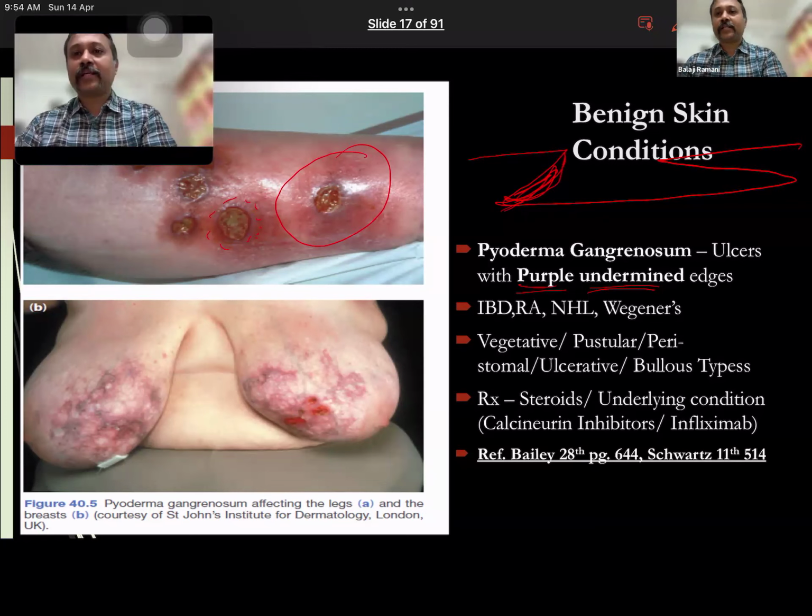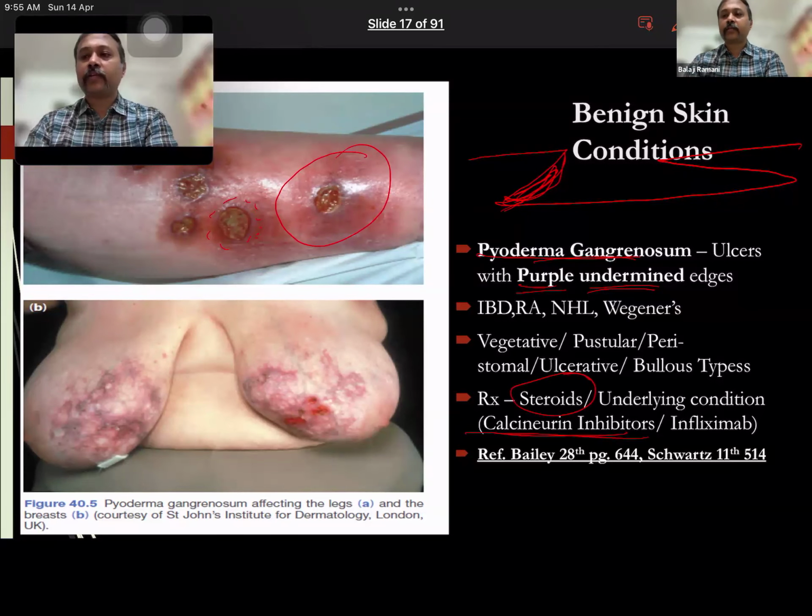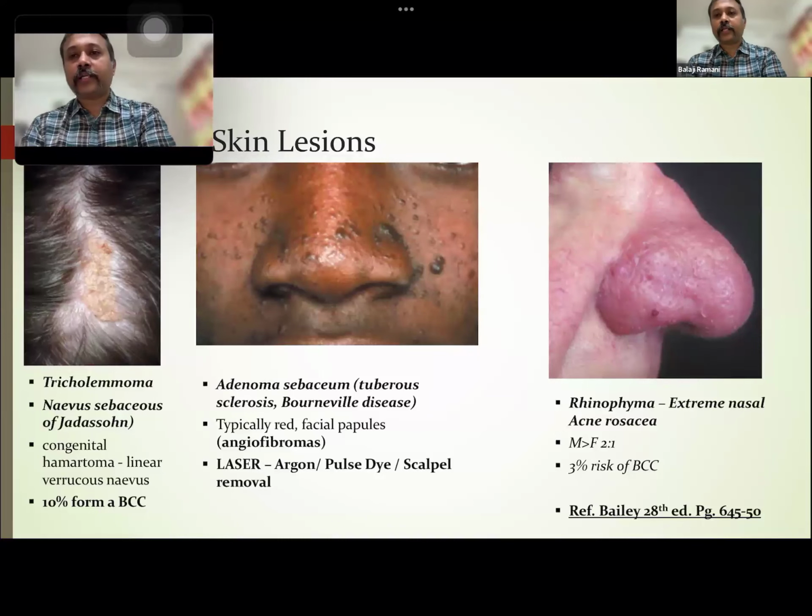These are the questions that are commonly asked. Simple questions we may think, but they do come routinely. So one example of this undermined edge is your pyoderma gangrenosum. It happens in inflammatory bowel disease, and inflammatory conditions like rheumatoid arthritis, Wegener's, and all that. Treatment is management by steroids. In some cases, treatment of the underlying condition will help in treating this condition.